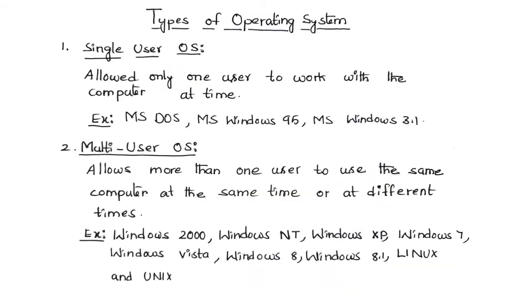Now, come to the types of operating system. The first one is single user operating system.